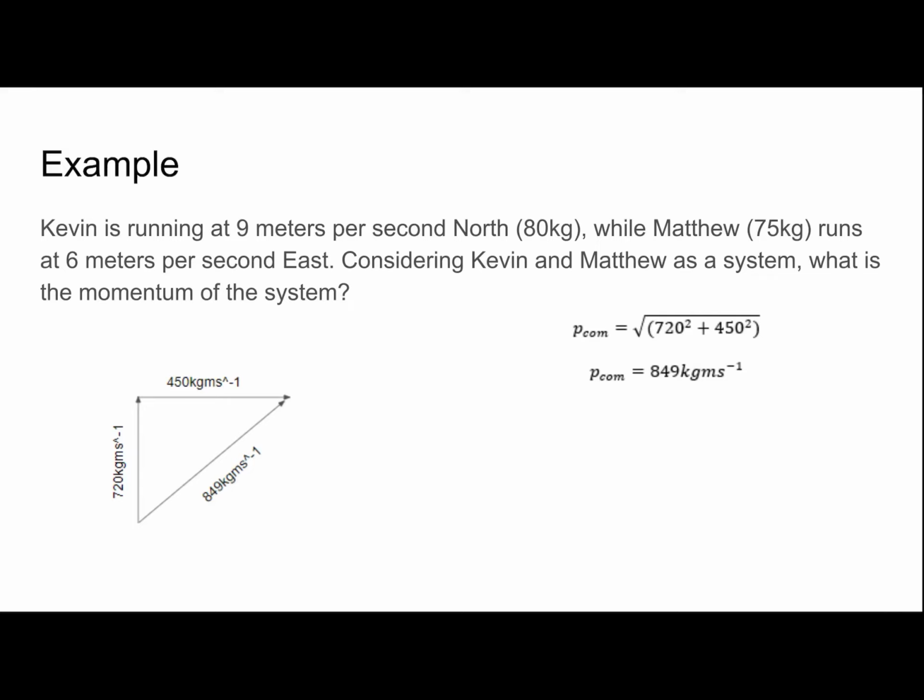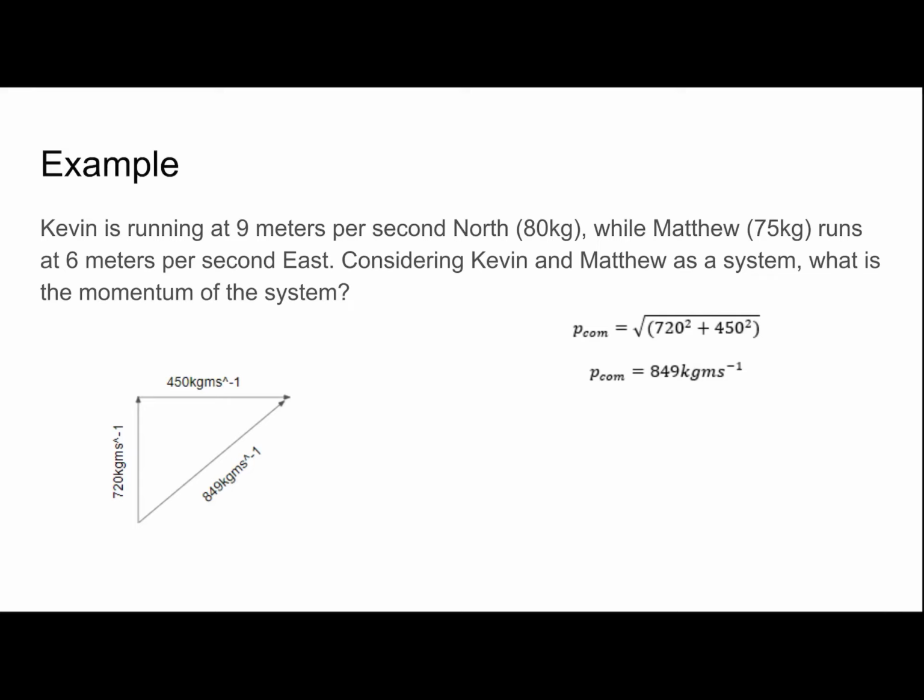In this case, we have a right angle triangle since north and east are at right angles to each other. Therefore, we can apply the Pythagorean theorem to find the momentum of the system, the momentum of the center of mass. We can say that the square root of 720 squared plus 450 squared is equal to the momentum of the center of mass. We get an answer of 849 kilograms meters per second.